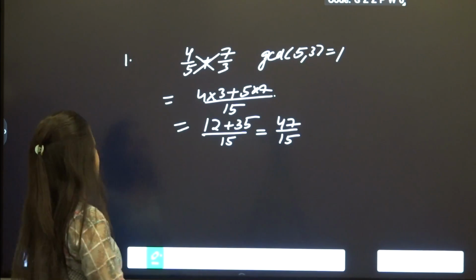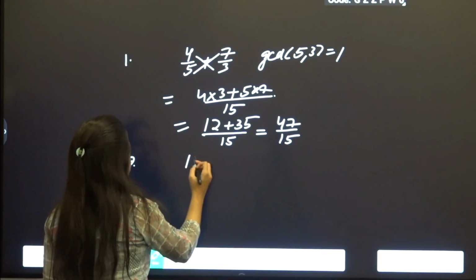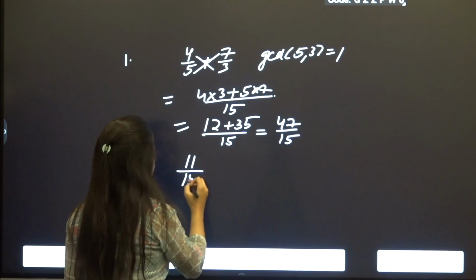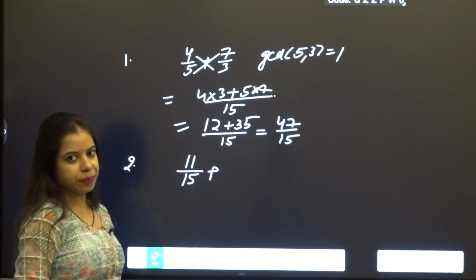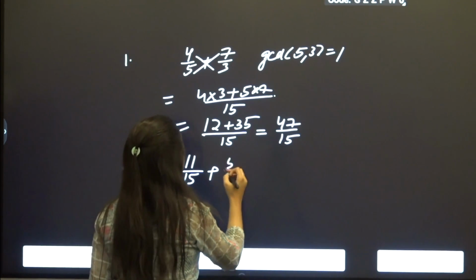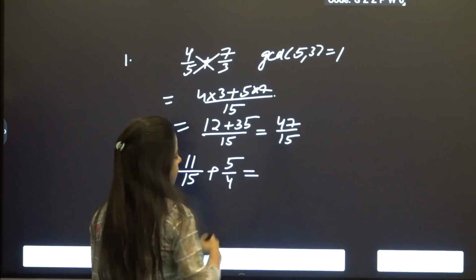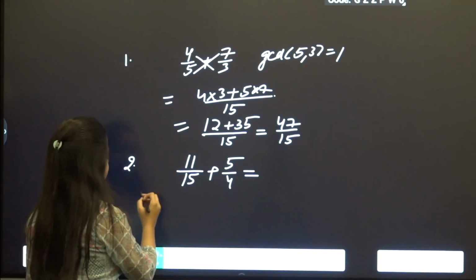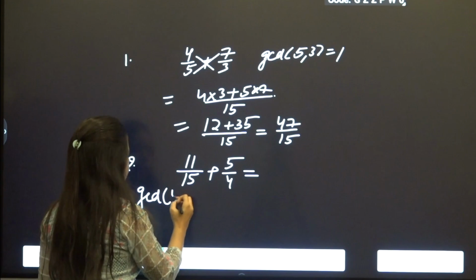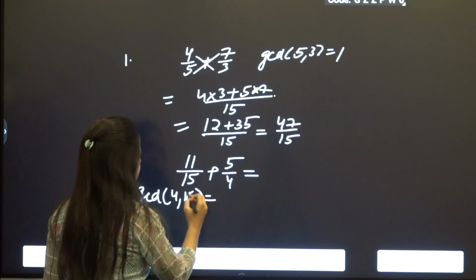Let's take another example. Say 11 by 15 plus 5 by 4. Now GCD of 4 and 15 is 1.